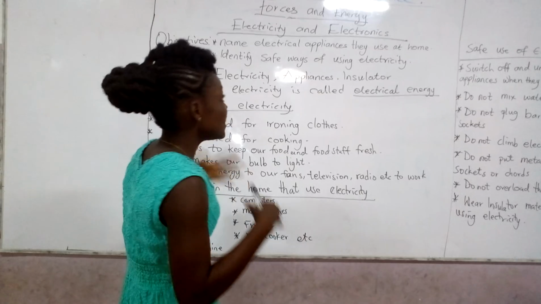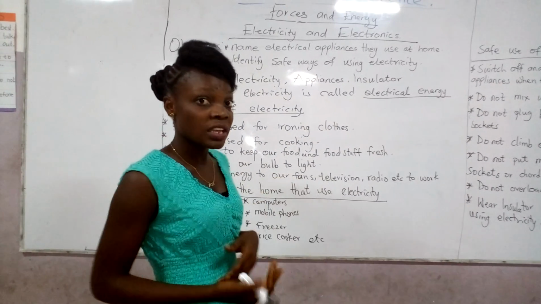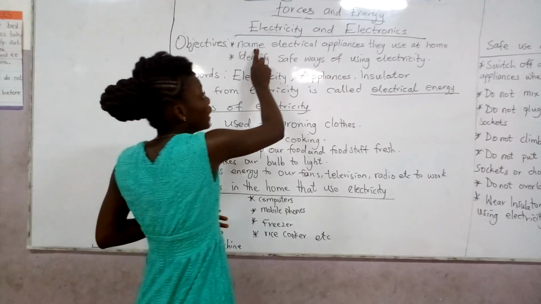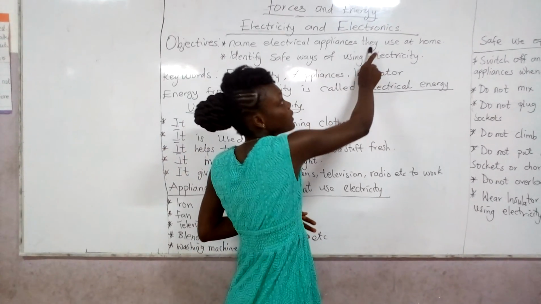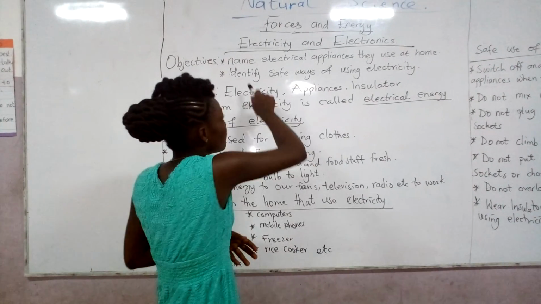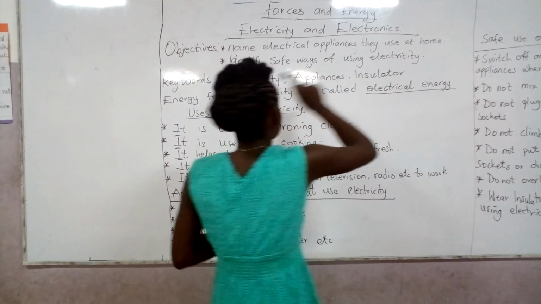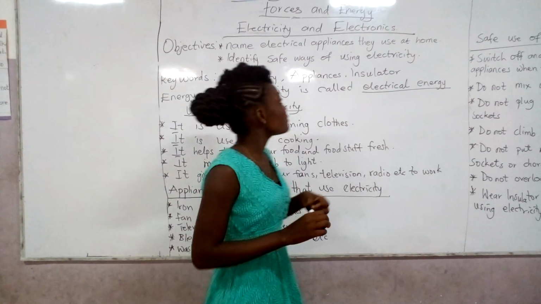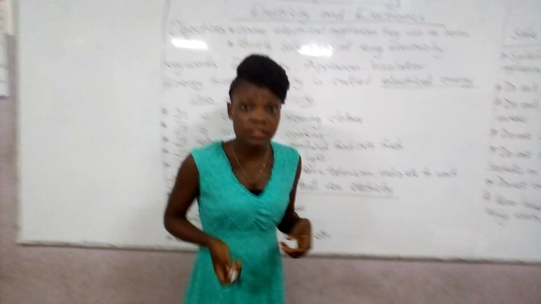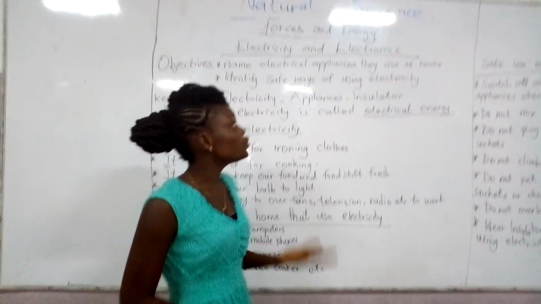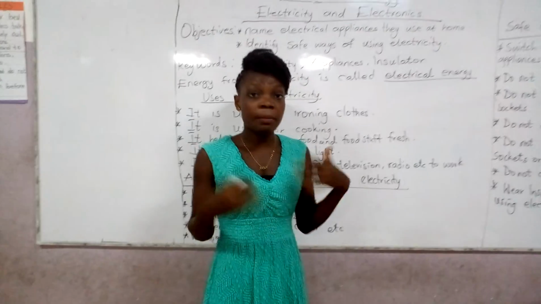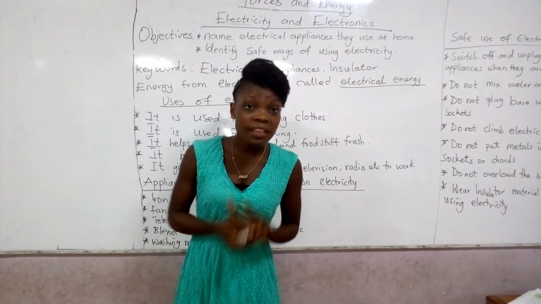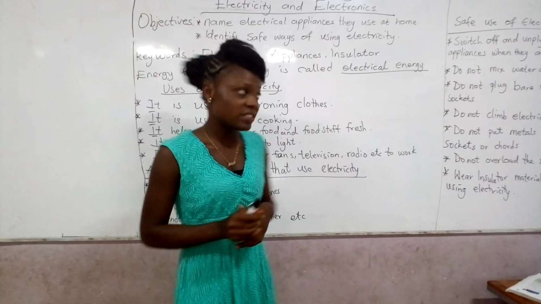Today we are looking at electricity and electronics, and our objective for this week is to name electrical appliances used at home, and then identify safe ways of using electricity. So by the end of this lesson, you should be able to name some electrical appliances in your homes and then identify safe ways of using electricity.